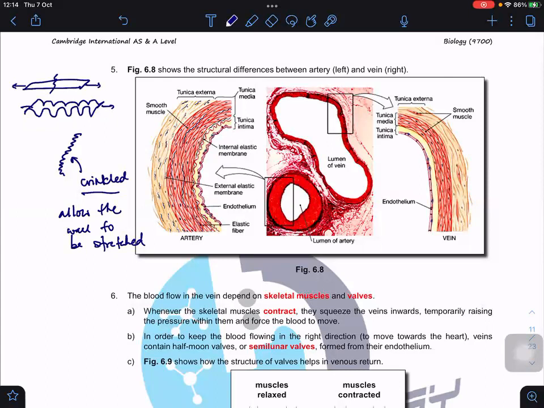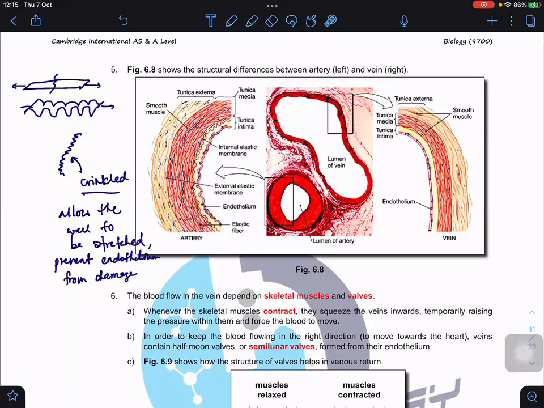So this crinkle allows the wall to be stretched and prevents this endothelium from tearing, from damage. You won't damage this endothelium. Are you clear? So always remember, no gas exchange, no nutrient waste exchange in the artery. So this crinkle is one of the features of the artery so that you won't tear or damage the endothelium when the wall is stretched.